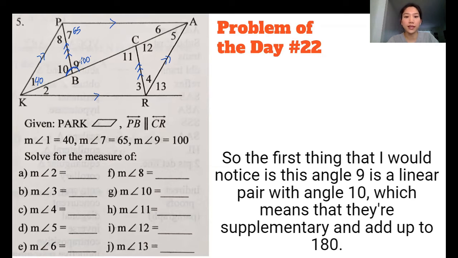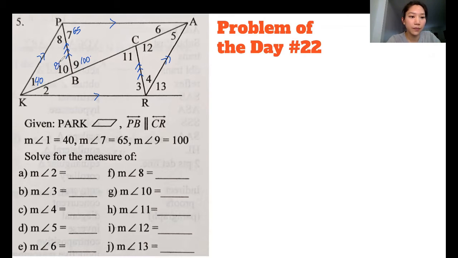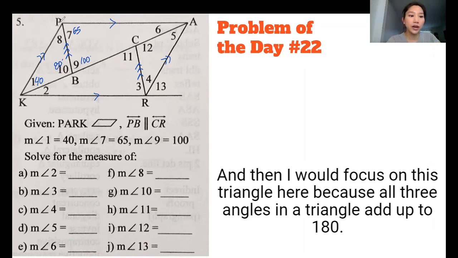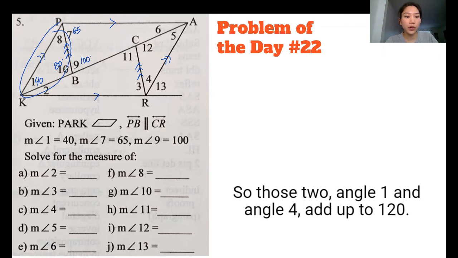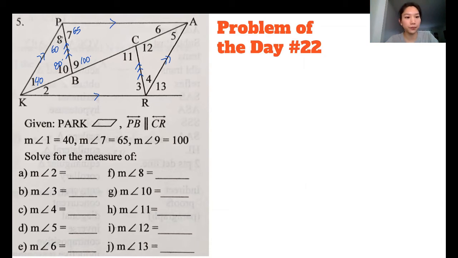The first thing that I would notice is this angle 9 is a linear pair with angle 10, which means that they're supplementary and add up to 180. So that tells me that angle 10 is going to be 80 degrees. Then I would focus on this triangle here because all three angles in a triangle add up to 180. Those two, angle 1 and angle 4, add up to 120. So that means that angle 8 needs to be 60 degrees in order to add up to 180.